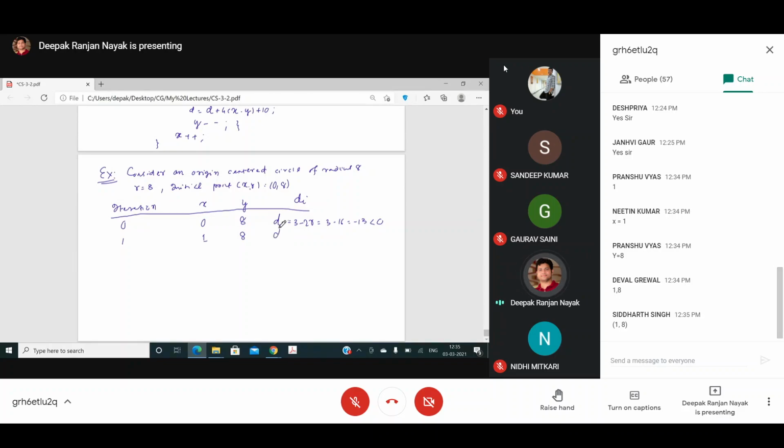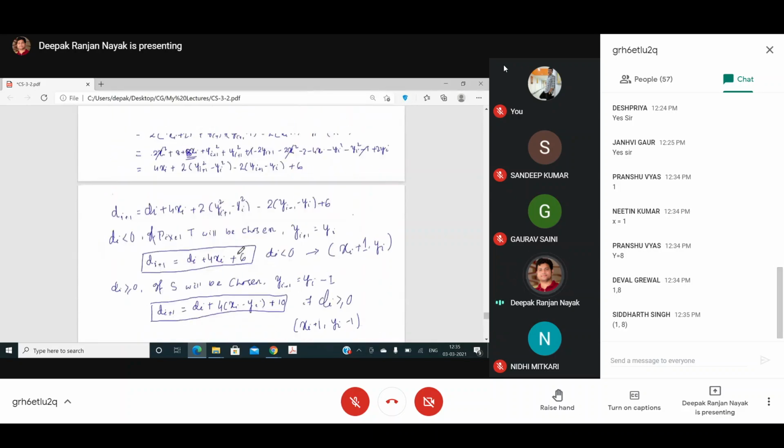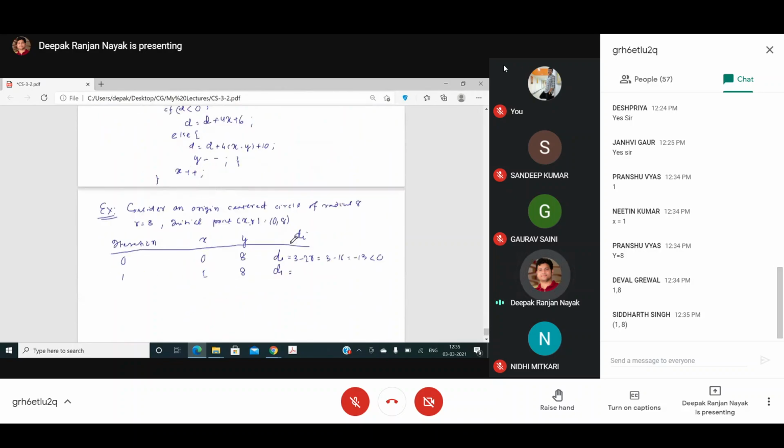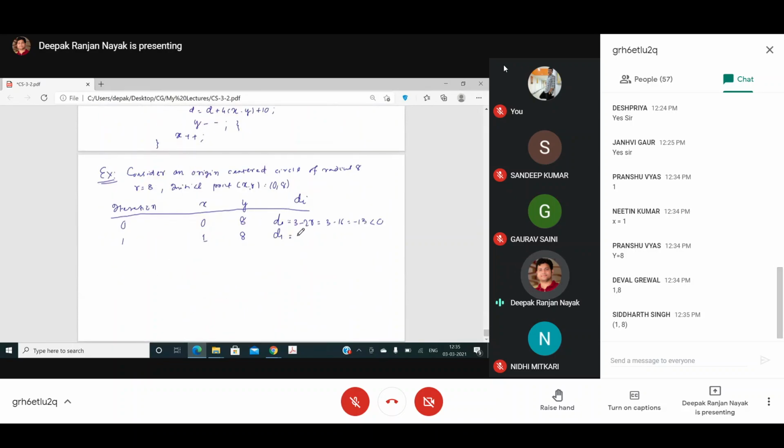Then I will calculate the value of d1. If my d value is less than 0, then I have to apply this formula: d(i+1) = di + 4xi + 6. You are calculating d1. So d1 is d0 plus 4 x0 plus 6. My x0 value at the 0th iteration is 0, so this term is 0. d0 is minus 13, plus 6, so minus 13 plus 6 is minus 7. Minus 7 is less than 0. My d value is again less than 0.